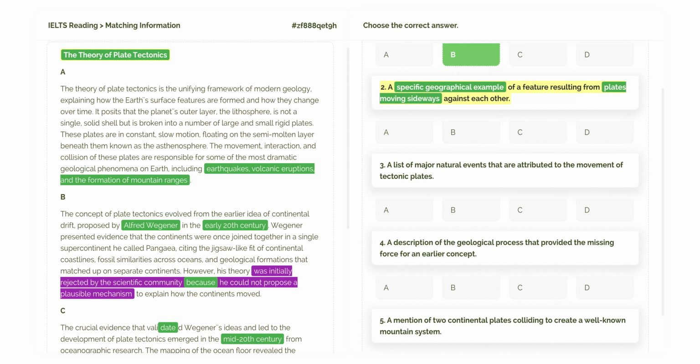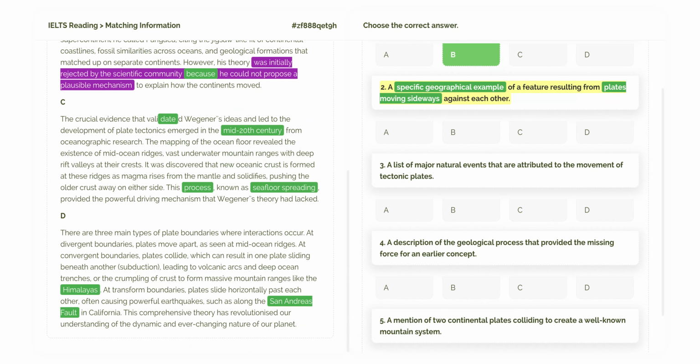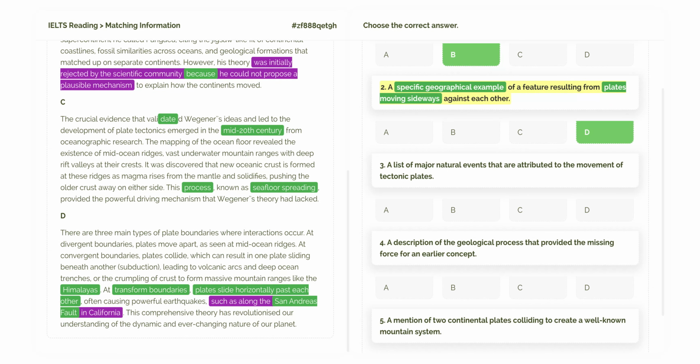Paragraph A lists general events, not a specific named place. So paragraph D is the most likely paragraph. The final answer is D. Paragraph D describes transform boundaries where plates slide horizontally past each other. This means moving sideways. It then gives the specific geographical example, such as along the San Andreas Fault in California.